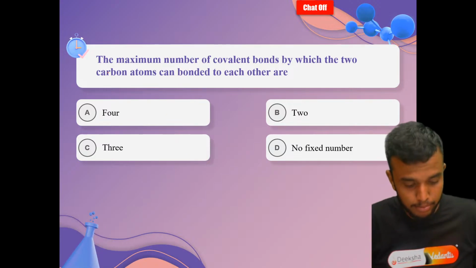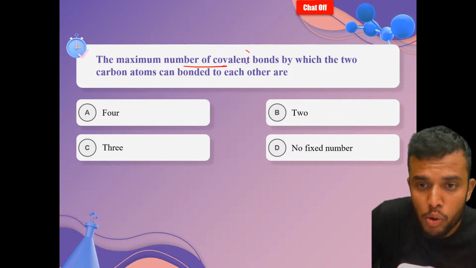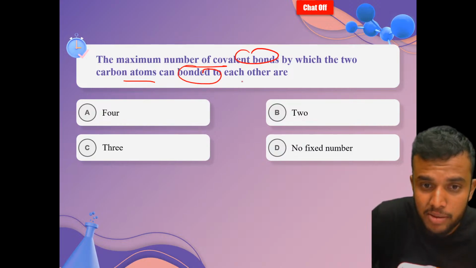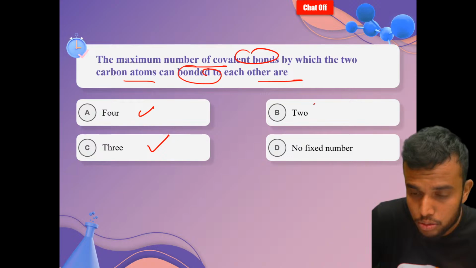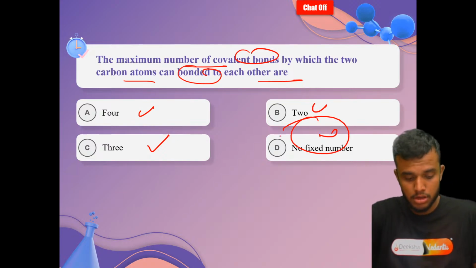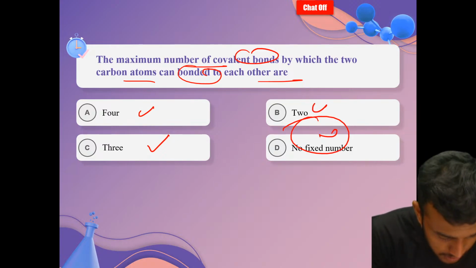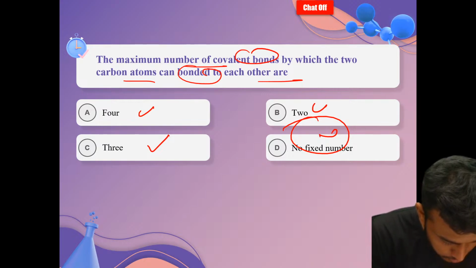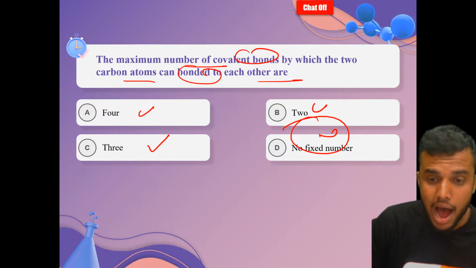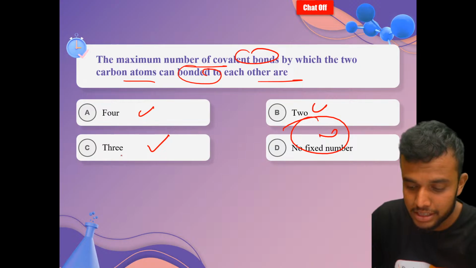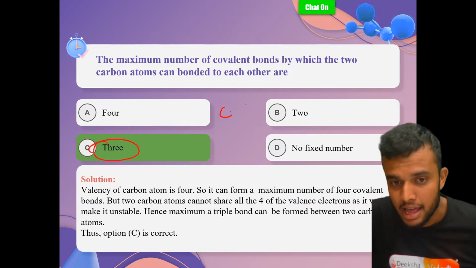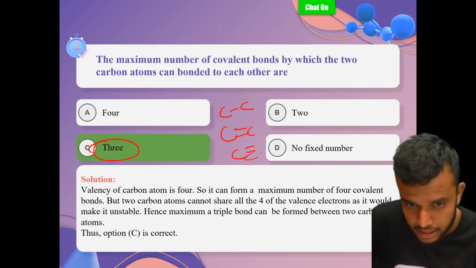Here the question is very simple. What is the maximum number of covalent bonds by which two carbon atoms can bond to each other? 4, 3, or 2. What is the answer, my dear students? The answer is 3, maximum 3. Either single bond, double bond, or triple bond.